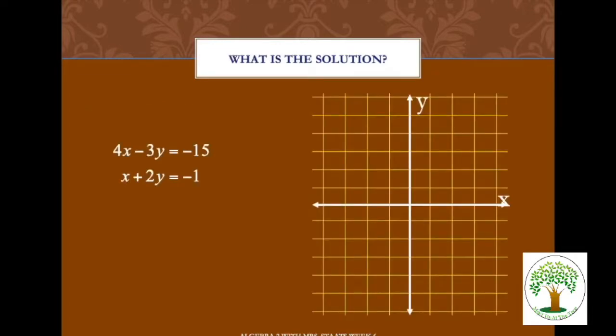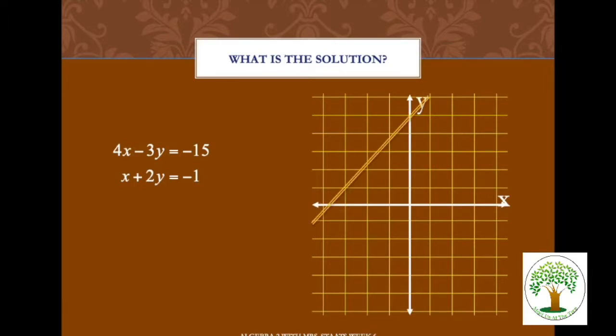I don't want you to write anything down. I just want you to watch. If you had this, 4x minus 3y equals negative 15, what would you do to graph it? I'm making it slope-intercept. You'd turn it into slope-intercept form, and then you'd graph the y-intercept, and then the slope. The other option is to find the intercepts, right? Once you did that, you would graph it, and it would make a line, all right?